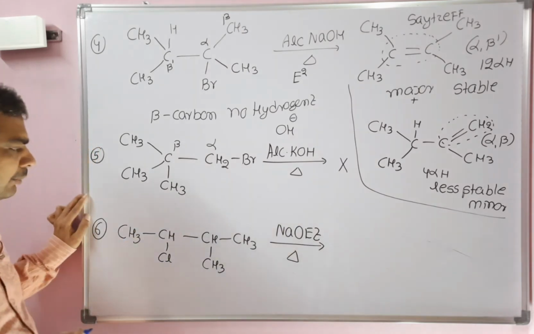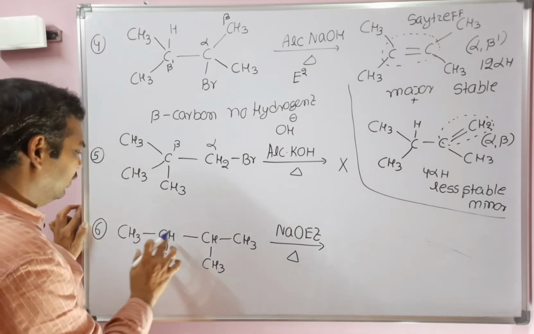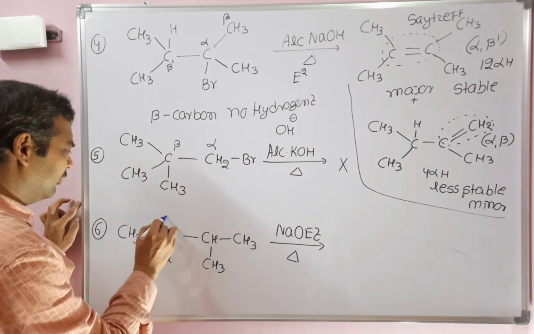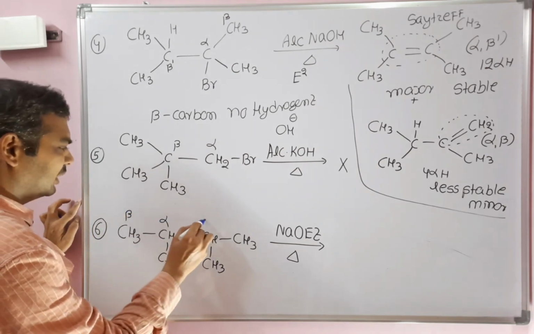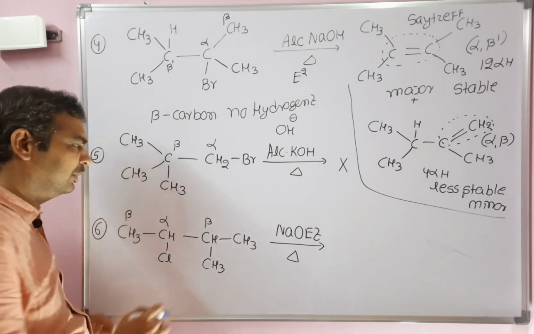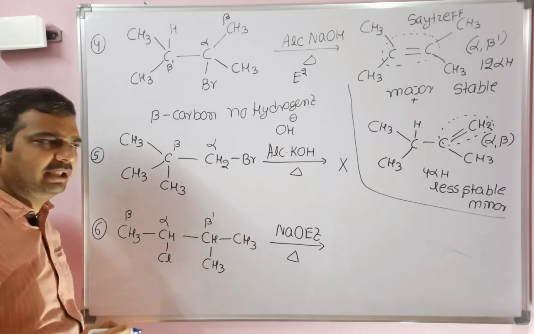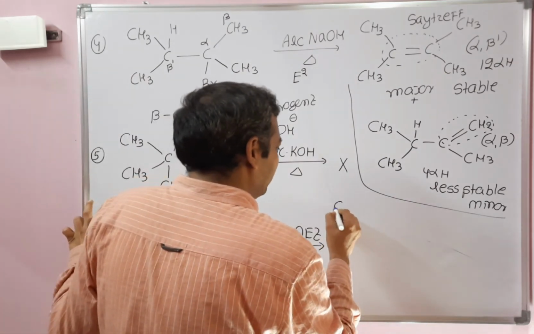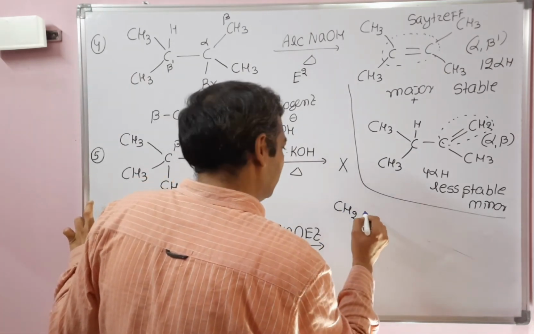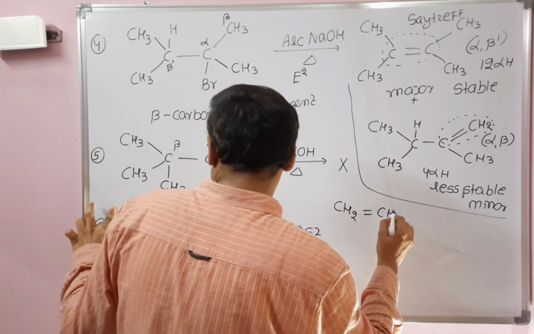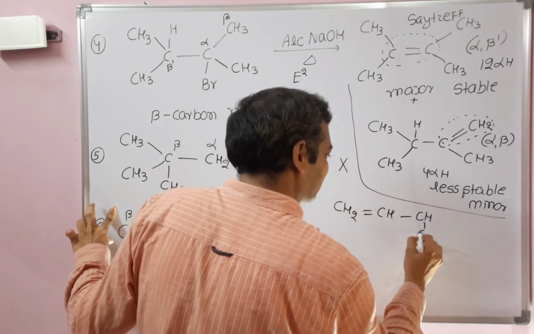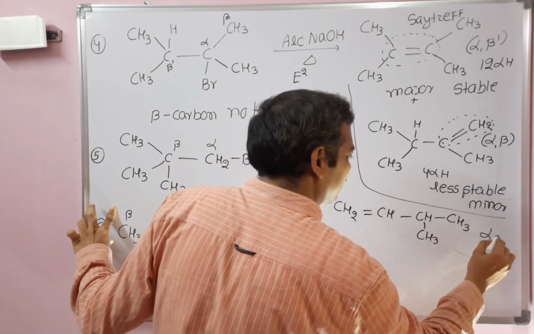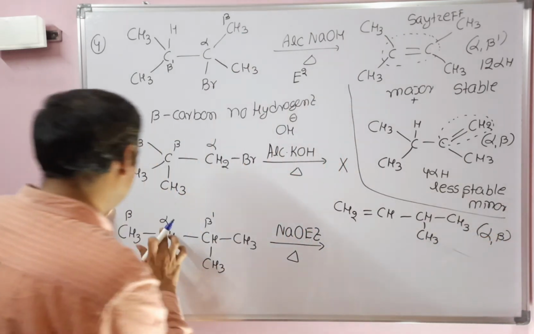And coming to the sixth example, what is this one? 1, 2, 3, 4, 2-chloro-3-methylbutane. So here also alpha carbon, 2 beta carbons are there. That means 2 products are possible. To differentiate, you can assume a beta prime. Suppose the elimination between alpha and beta, the product obtained is CH2, double bond, CH, CH, CH3 and CH3. This is for the alpha-beta elimination.